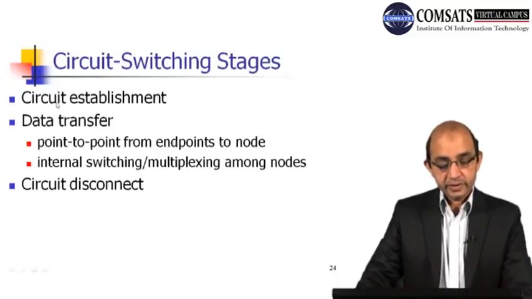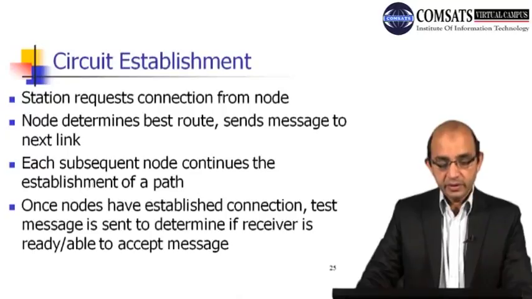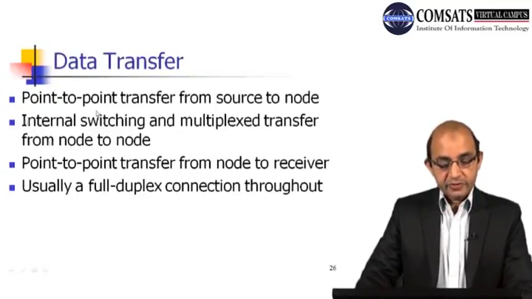First, a circuit has to be established between one leg and the other leg of the call. Then after the call setup, the data has to be transferred. And after both parties have finished their communication, we will disconnect the circuit and the resources are freed so that other subscribers can use those resources. So circuit establishment is all about call setup. Then data transfer: point-to-point transfer from source to node, internal switching, and multiplex transfer from node to node.